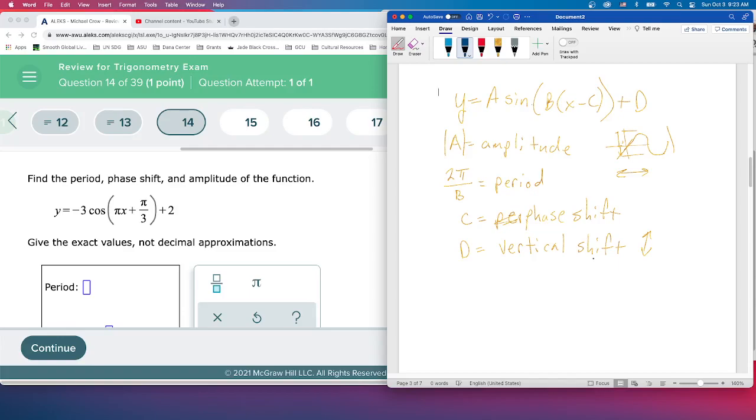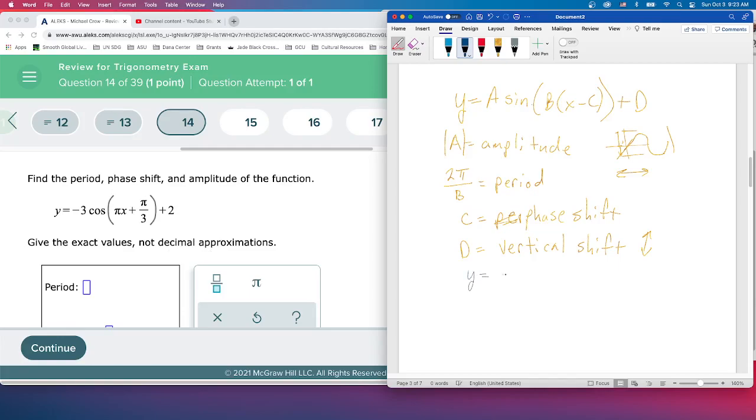So again, you want to add this to your mental notes so that you can put it on the blank formula sheet at the beginning of the test. It's a very important thing. So we want to find period, phase shift, amplitude. So period, so let's go ahead and write it out.